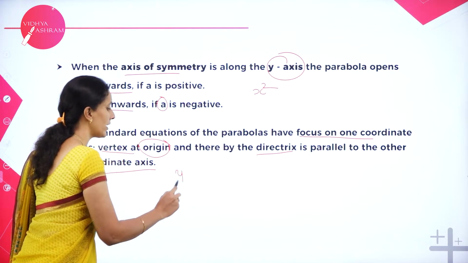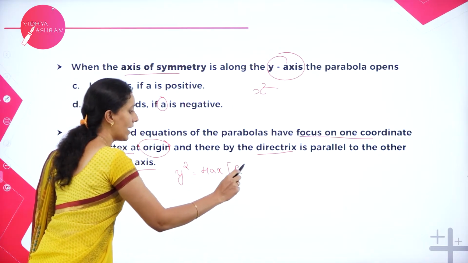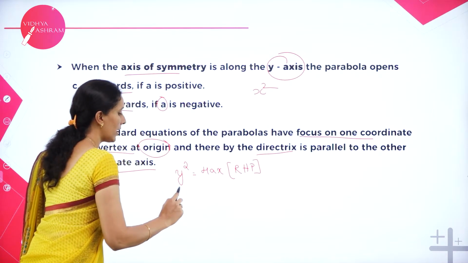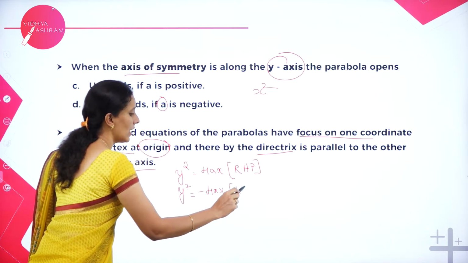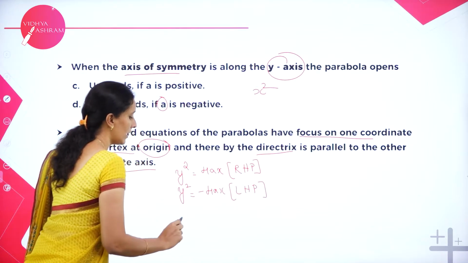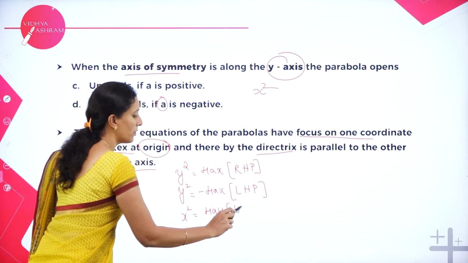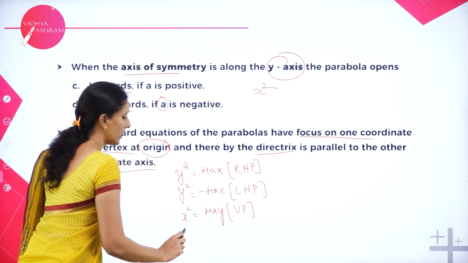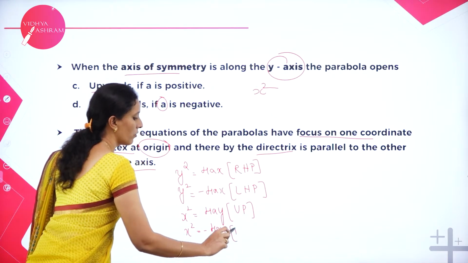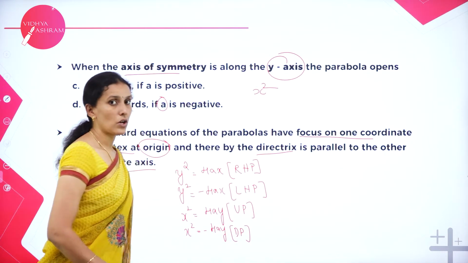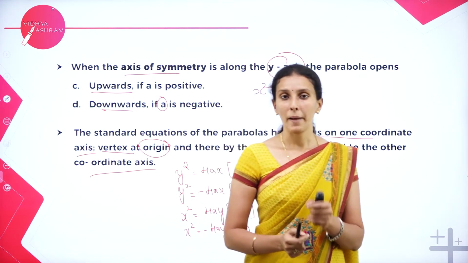What are those? One is y square is equal to 4ax, which is a right-handed parabola. Next one is y square is equal to minus 4ax, which is a left-handed parabola. Next we have x square is equal to 4ay, which is an upward parabola. And x square is equal to minus 4ay, which is a downward parabola. So these are the four orientations and standard equations of the parabola.